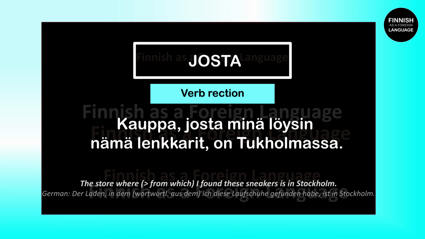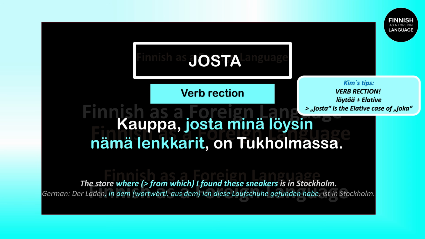So let's go step by step. Kauppa means store. Josta means from which. Löysin here means I found. It's the first person singular past tense of the verb löytää, which means to find. And nämä lenkkarit is nominative plural and can be translated as these sneakers, these running shoes. And on Tukholmassa means in Stockholm in S case.